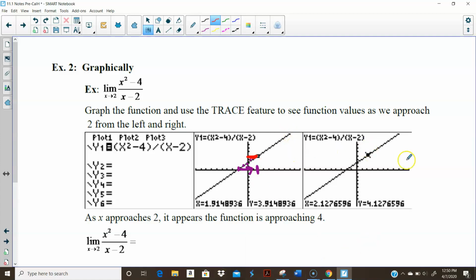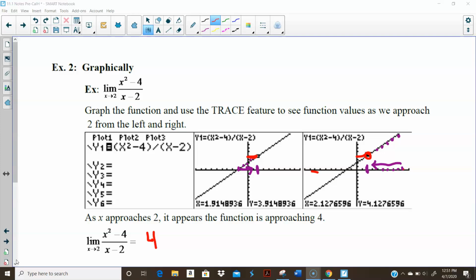And you can also see that from the other side. So from this side, here is x equals 2. And if we follow this function, when x is here, f of x is up here. When x is here, f of x is up here. And as I am moving in towards x equals 2, what is f of x approaching? Even though we're undefined here, f of x is approaching 4. So the limit as x approaches 2 of x squared subtract 4 over x minus 2 is equal to 4.